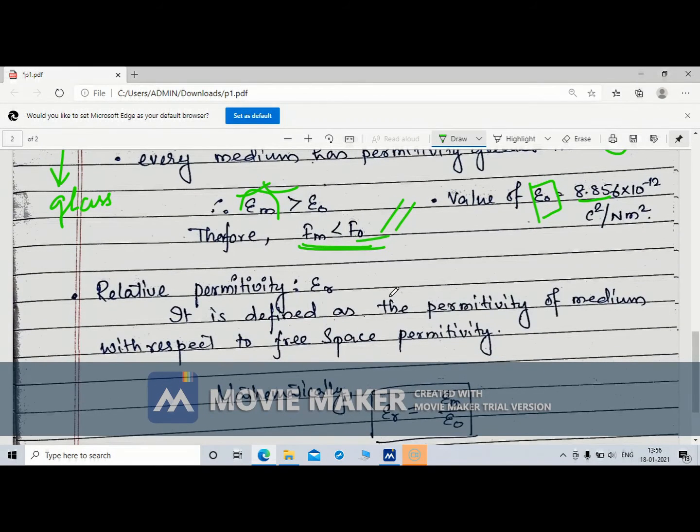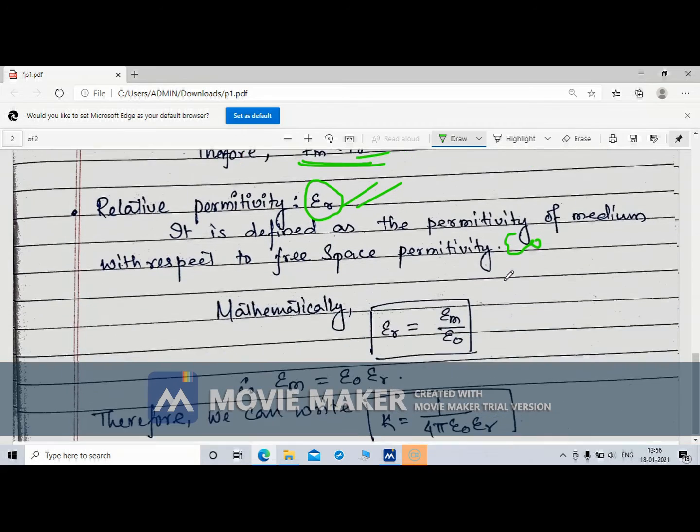Now we're going to see what is relative permittivity, right? We denote relative permittivity by epsilon r. What is relative permittivity? It is defined as the permittivity of a medium with respect to free space, that means with respect to epsilon naught. That is what we call the medium's relative permittivity.